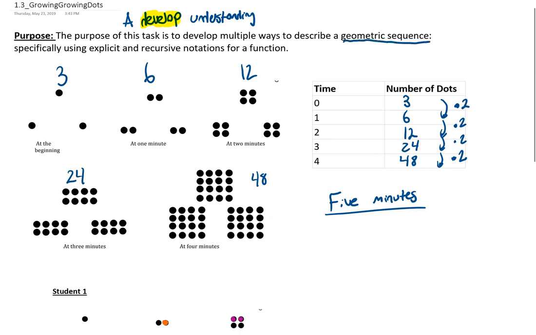In the last task, we saw an arithmetic sequence. It adds a constant difference every time, or subtracts, coincidentally. A geometric sequence is always multiplying by a constant ratio. And dividing is the same thing as multiplying by a fraction, so it could be division as well. But in this case, it's multiplication by 2. So if we take that idea, then we can see 48 times 2, at 5 minutes, we're going to have 96 dots. And so we've answered the first question related to this type of thinking using a recursive strategy.